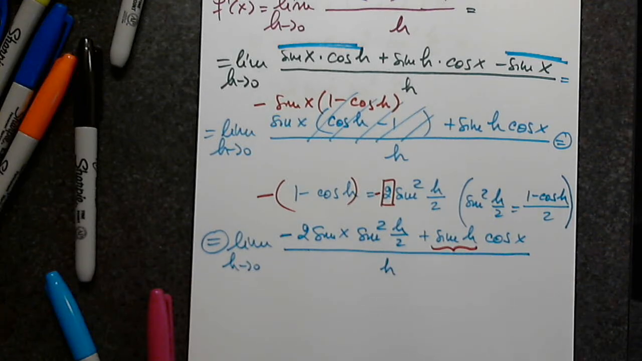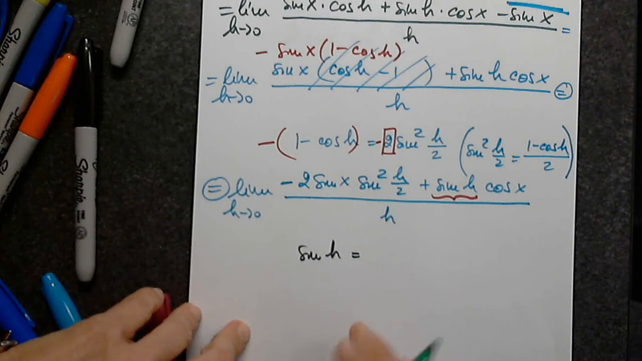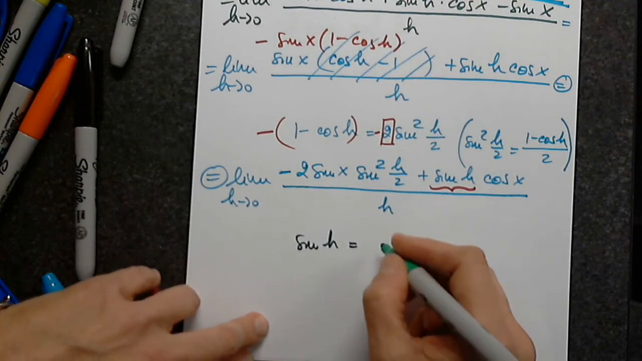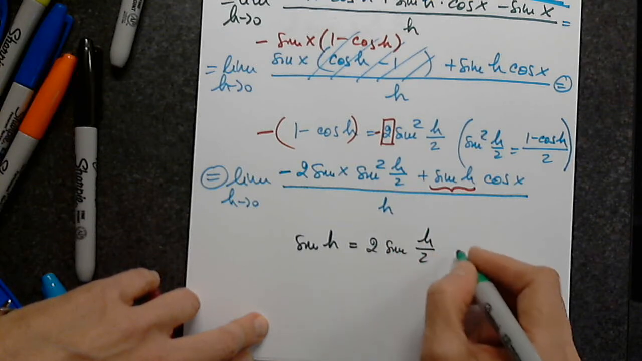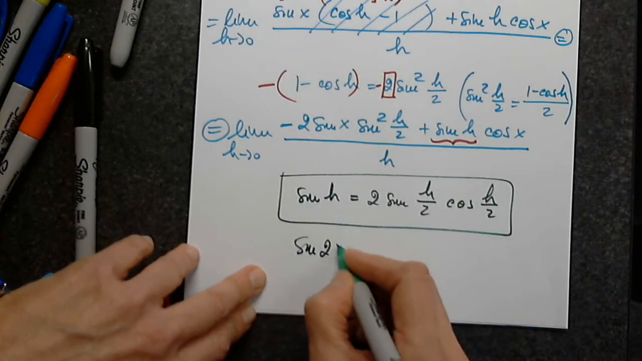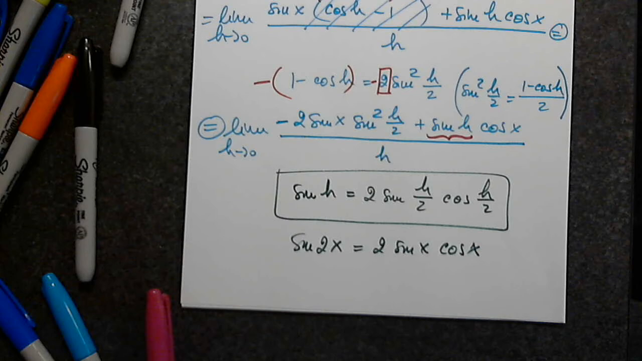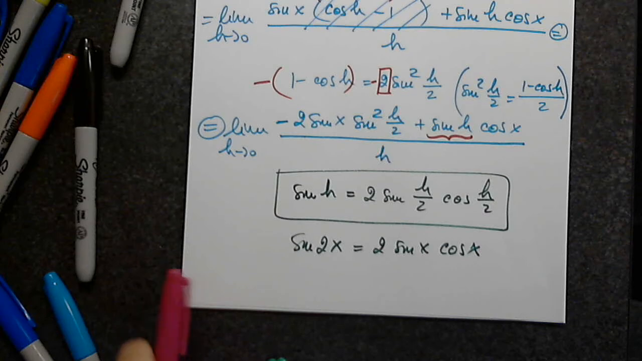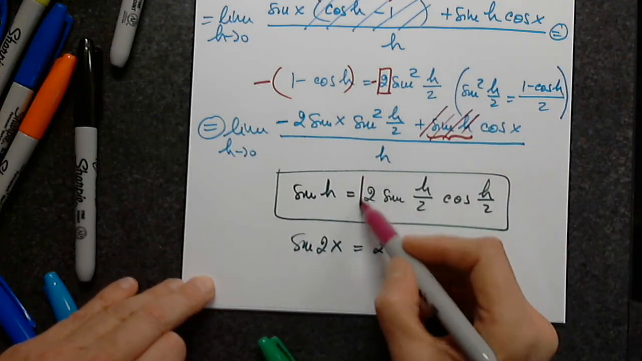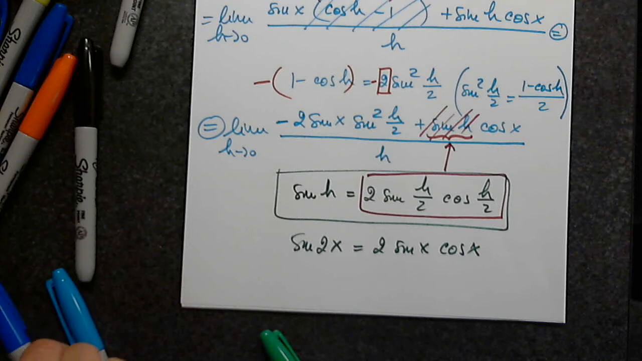We're close. And I have to remind you of one other trig identity, that says that sine h can be rewritten as 2 sine h over 2 cosine h over 2. That's another trig identity. And it comes from sine of twice x equals 2 sine x cosine x. It's a double angle identity. But now h is 2x, so this must be h over 2 and this must be h over 2. So finally I'm going to replace this piece by this. And then you'll see what happens.